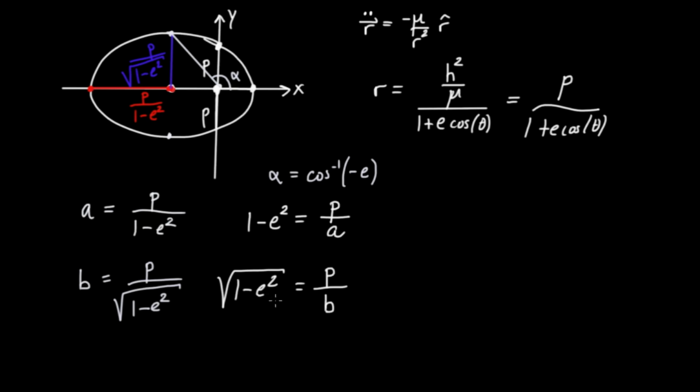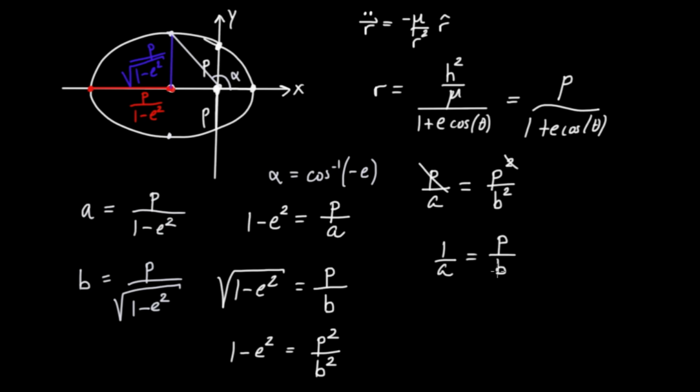Now what I'm going to do in the second equation is square both sides. So squaring the left hand side just gives me 1 minus e squared. Squaring the right hand side gives me p squared over b squared. Now notice that this equation and this equation are both being set equal to 1 minus e squared. So I'm going to set the right hand sides equal to each other. So I have that p over a is equal to p squared over b squared. Now what I can do is cancel out one of those p's. So I'm left with 1 over a is equal to p over b squared.